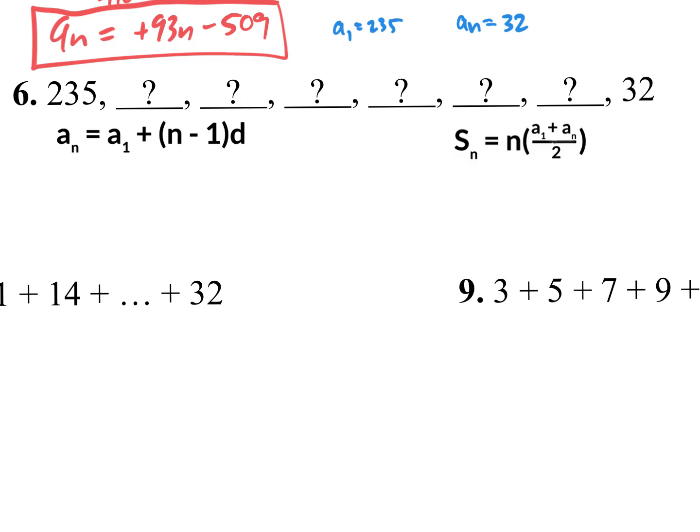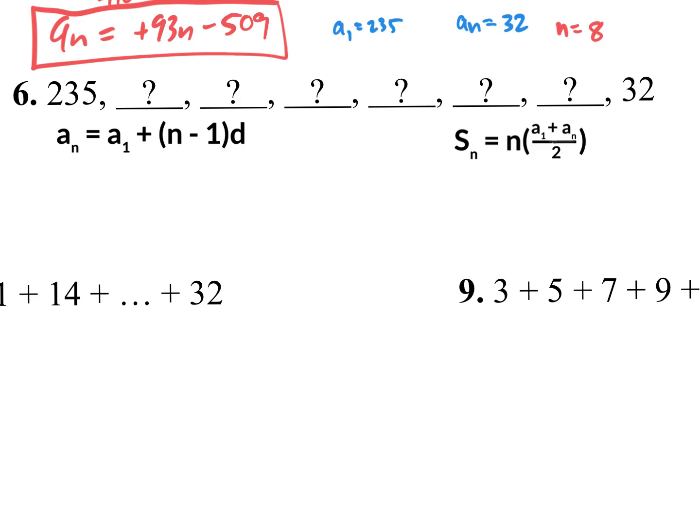Perfect. Yes, there's going to be 8 numbers. So 1, 2, 3, 4, 5, 6, 7, 8. So we know how many numbers there are. We're going to call that n equals 8. Okay, so let's think about these 3 things that we have. We have a sub 1, we have a sub n, and we have n equals 8.